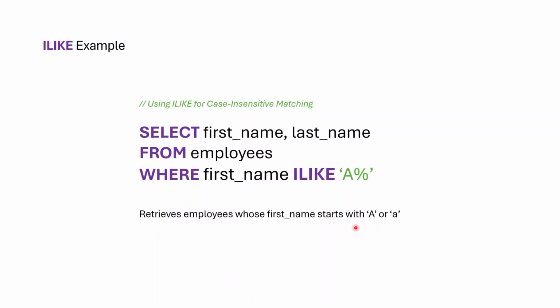Now let us look at the other example, for ILIKE. Here we have SELECT first_name and last_name FROM employees WHERE first_name ILIKE 'A%'. Here you also get the results of all the employees whose name starts with A, but this time it is case insensitive. It means you will get the employees whose first name starts with capital A and also with small a.